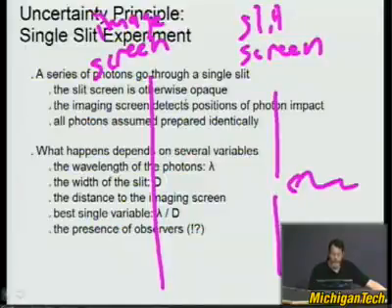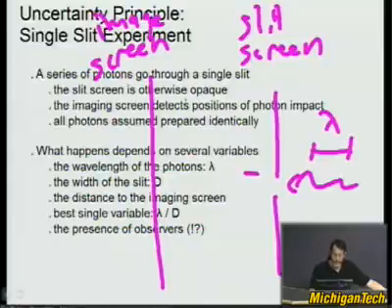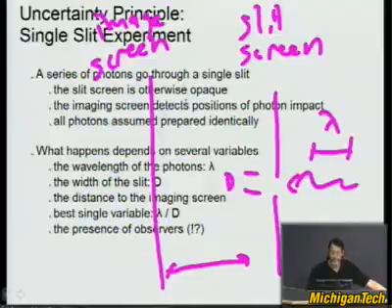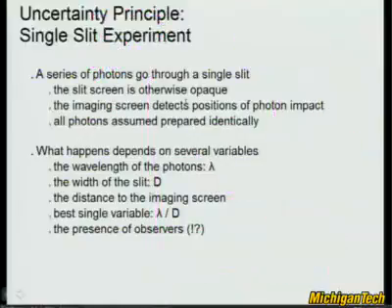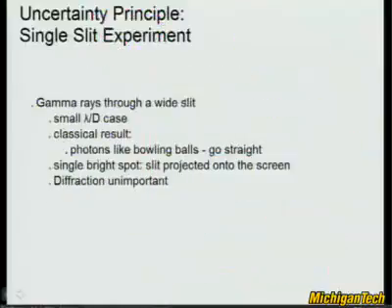So what happens depends on several variables. On the wavelength of light here, lambda, which will also be important in the double slit experiment. The width of the slit here, d. The distance to the screen is not all that important, although if the screen's right up against the slit, then that's going to negate a lot of the interesting things. So the best single variable might be lambda over d to tell you what's going on. Also, the presence of observers might become important. So let's clear that. Let's say lambda over d is small.